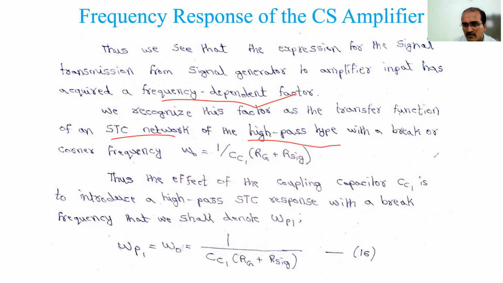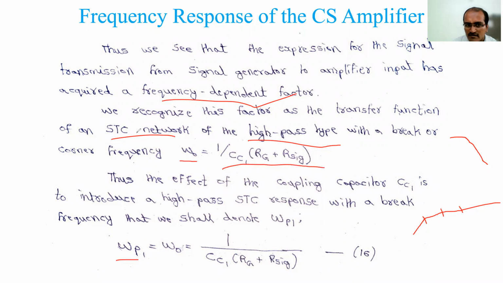That means in the high frequency response there was only one thing, CG and CD, contributing. But when it comes to low frequency, it will not happen immediately. First one step will happen, then a second step and a third step, like this. Each of these we call a corner frequency. Since we have 3 capacitors, we will see 3 cutoff frequencies, and after that it will go constant. So this first break frequency we call omega naught, or we can denote it by another name, omega P1, which is nothing but 1 by CC1 into RG plus R signal.